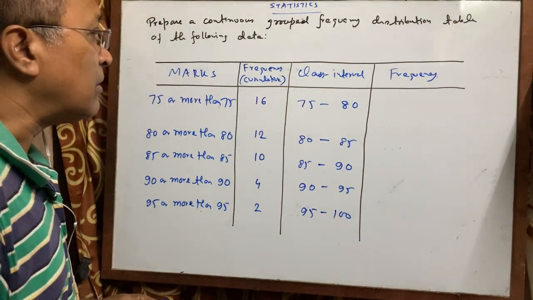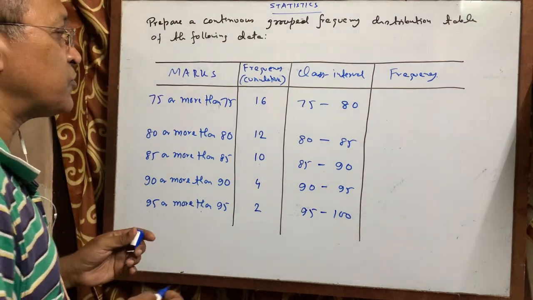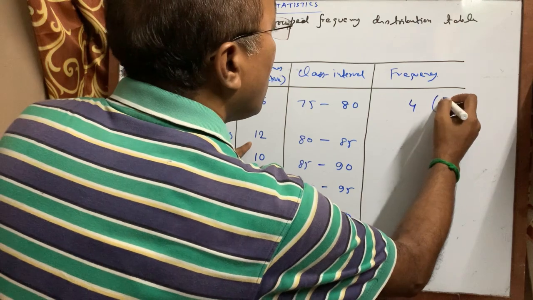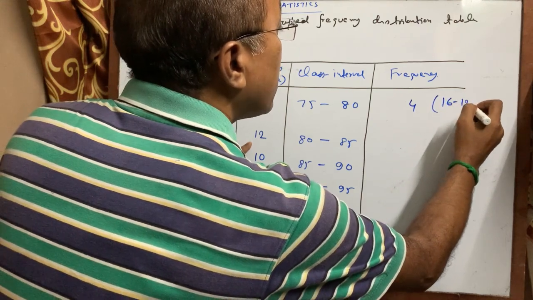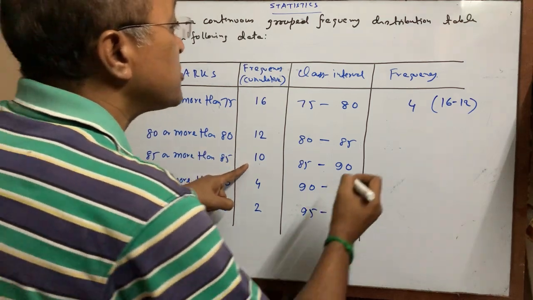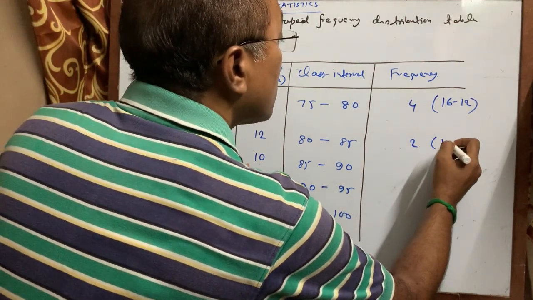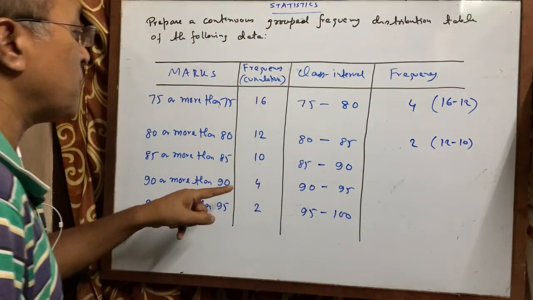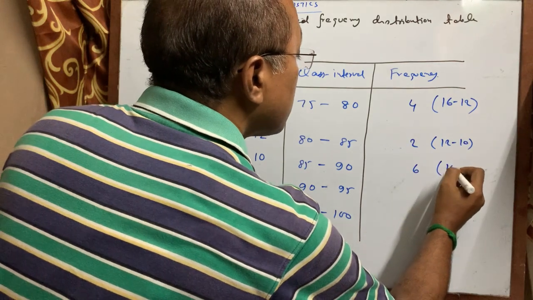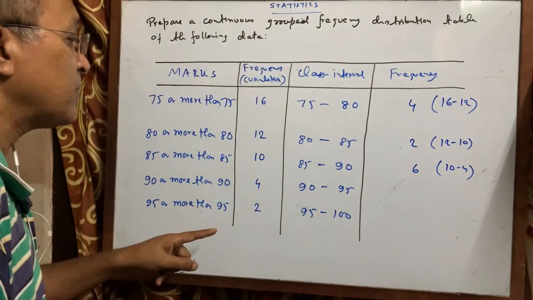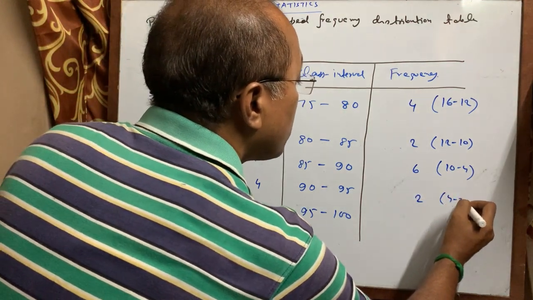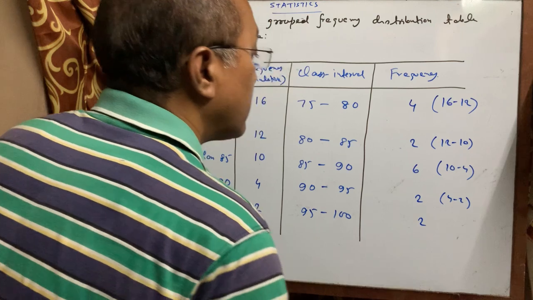So in this way cumulative frequency is given. To find the frequency of class interval 75 to 80, it is 16 minus 12, which is 4. How does it come? 16 minus 12, it is 4. Then 12 minus 10, it is 2. Then 10 minus 4, it is 6. Then 4 minus 2, it is 2. And then this 2. Try to understand.